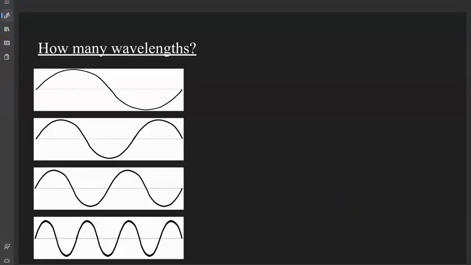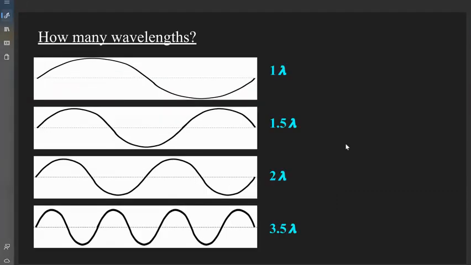Okay, how many wavelengths in each one of these? Well, pause the video, figure out how many wavelengths in each of those. Go. And the answers: you have 1, 1.5, 2, and then the bottom one is 3.5 wavelengths. So you have to be able to identify how many wavelengths are happening.